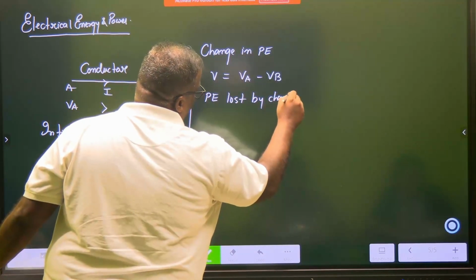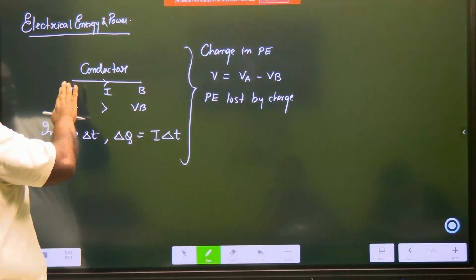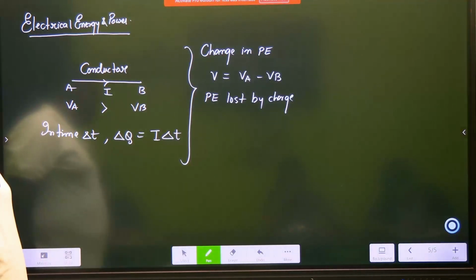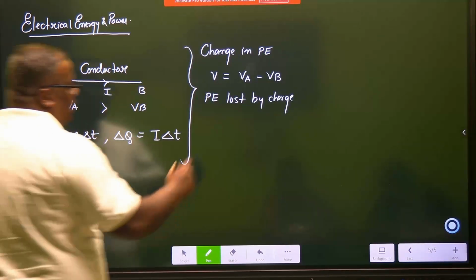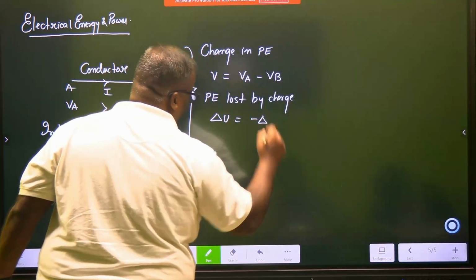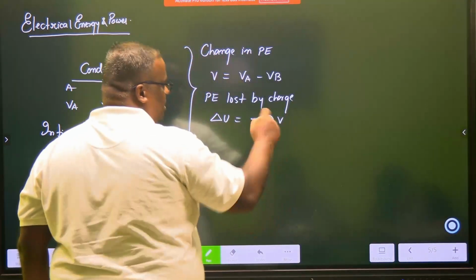Why do we say potential energy lost by the charge? A charge at this side has a higher potential energy, and when it comes to this side, it has to lose its potential energy. Then only it is going to gain a kinetic energy and it's going to do its movement. So the loss, delta U, is given by negative of delta Q V. Now, did you understand this?